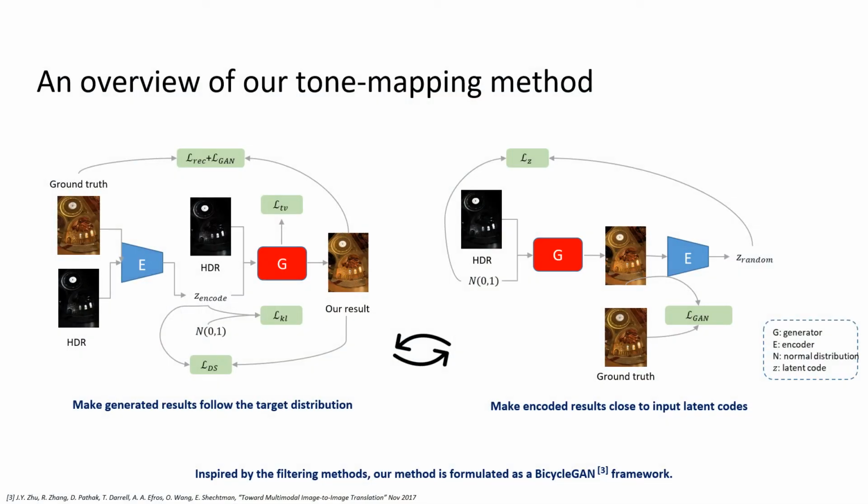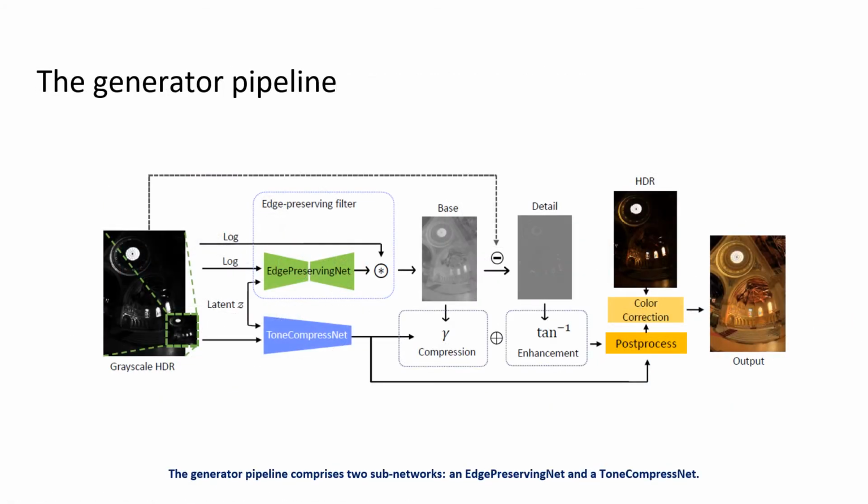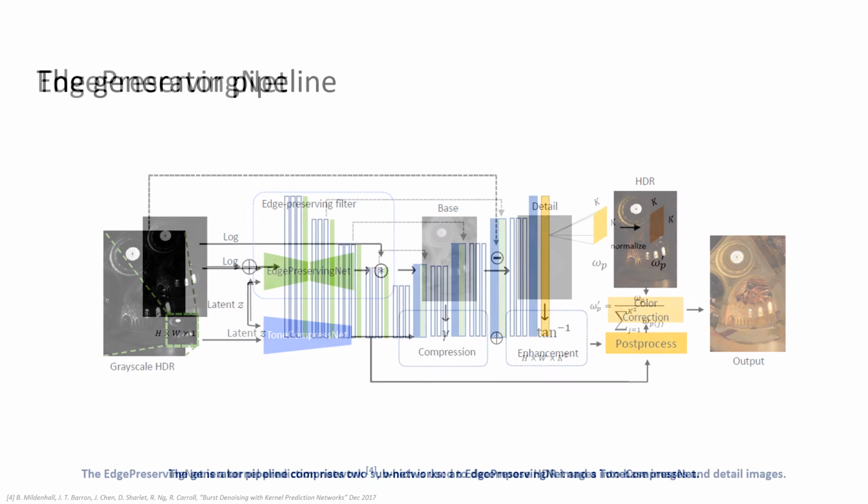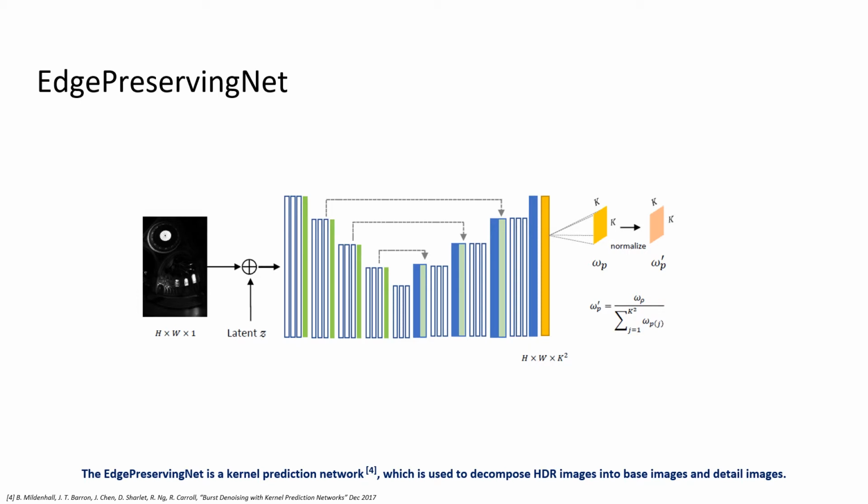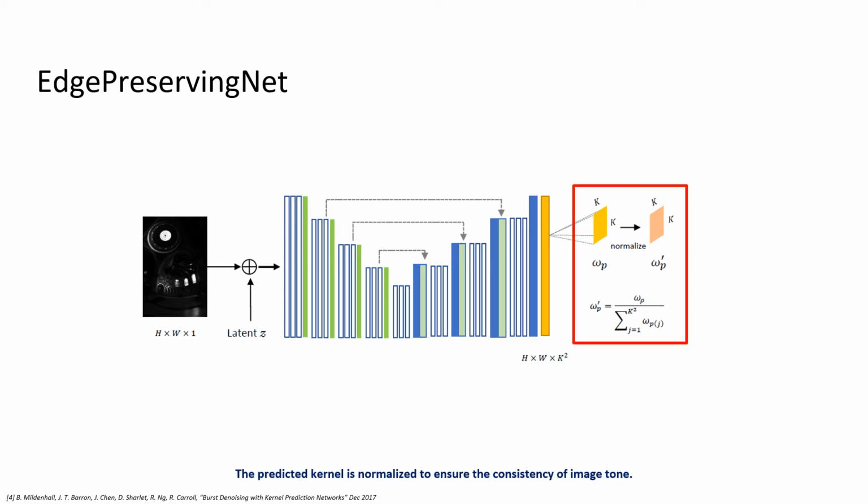Inspired by the filtering methods, our method is formulated as a bicycle GAN framework. The generator pipeline comprises two sub-networks, an edge-preserving net and a tone-compressing net. The edge-preserving net is a kernel prediction network, which is used to decompose HDR images into base images and detail images. The predicted kernel is normalized to ensure the consistency of image tone.